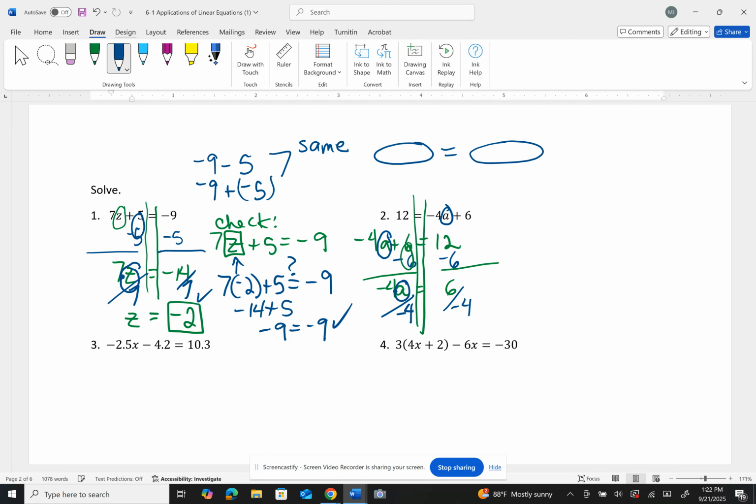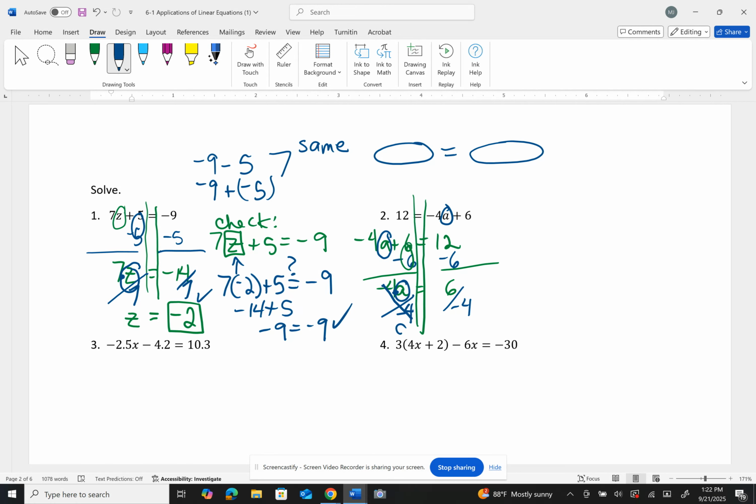See, this is different. Up there where I had a plus 6, I subtracted 6, because when you're adding and subtracting, you need the signs to be opposites to cancel out. But since that was multiplying, I need to divide by -4, because any number divided by itself equals 1.